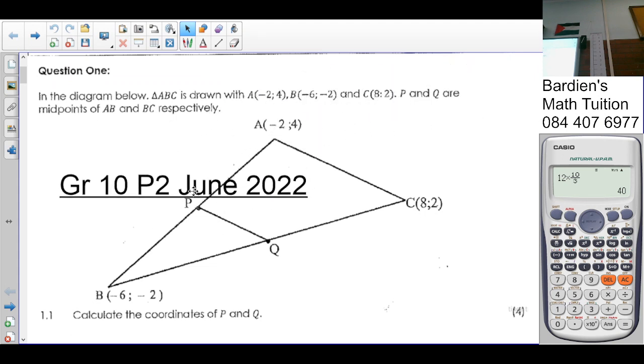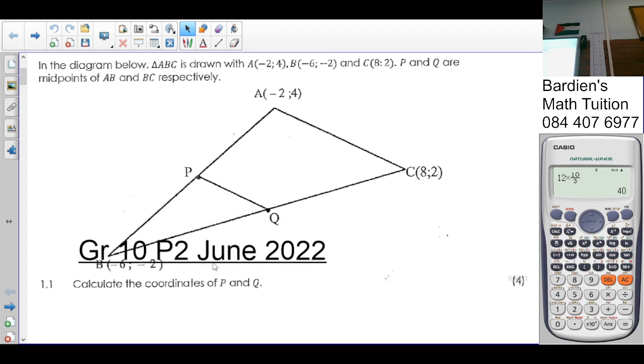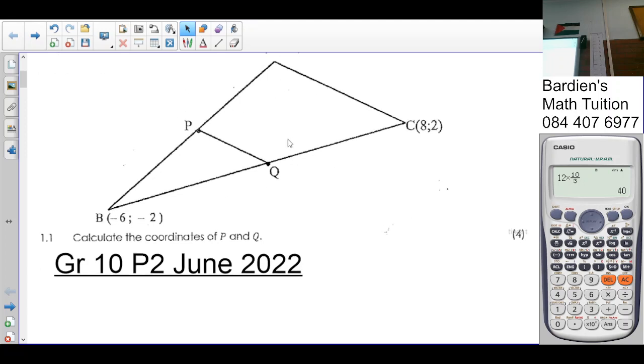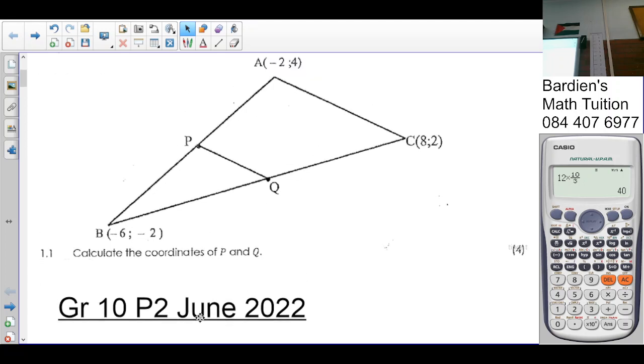We are told that in the diagram below, triangle ABC with A which is (2, 4), B which is (-6, -2), C which is (8, 2). P and Q are midpoints of AB and BC respectively, which means in that order. The question says calculate the coordinates of P and Q.